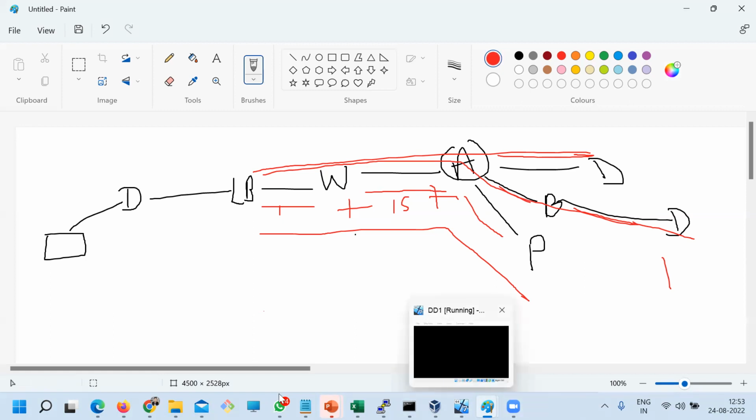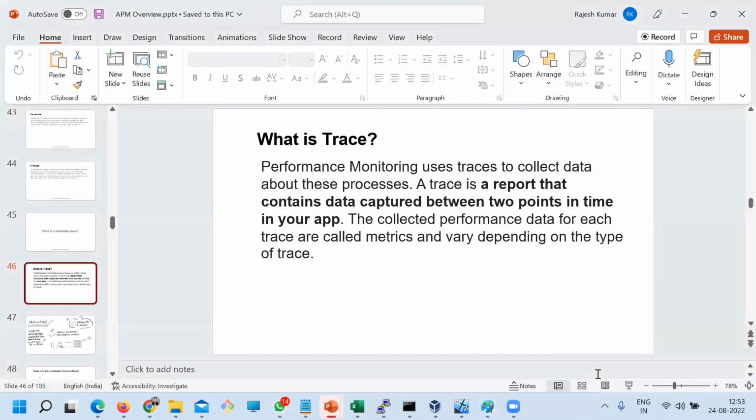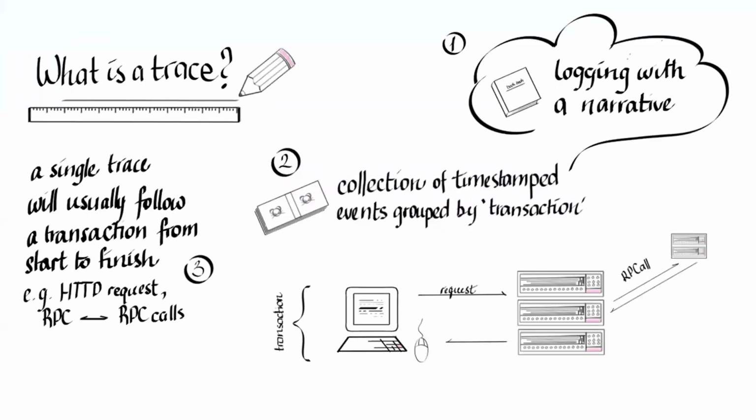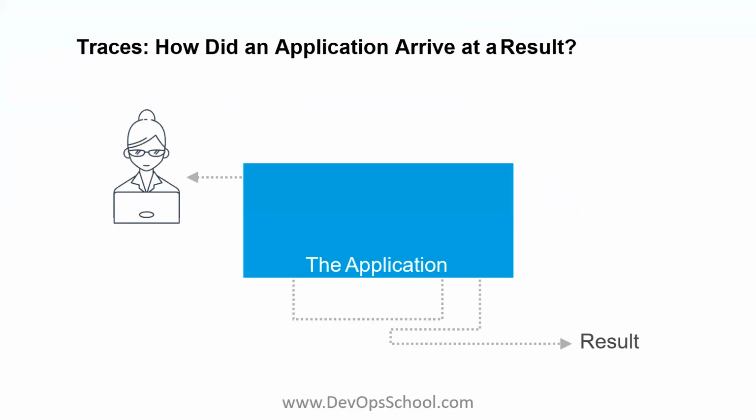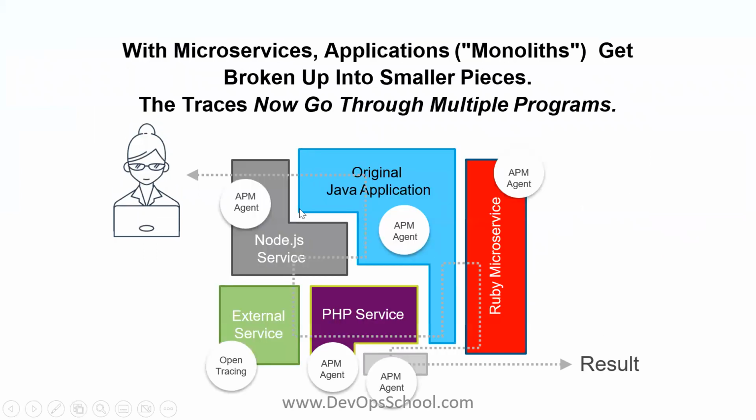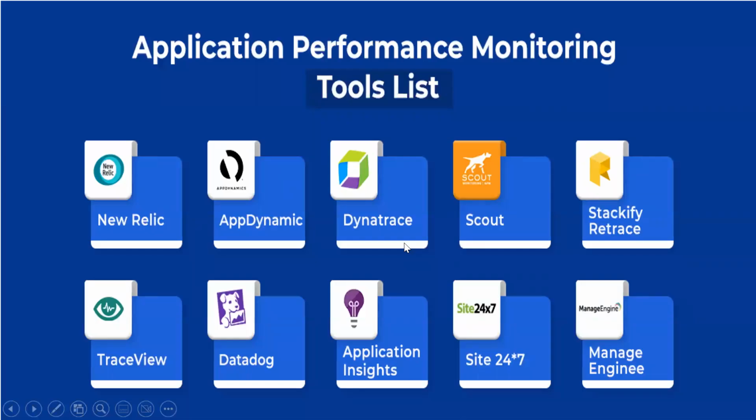Yeah. So that is something trace and transaction. This is the end user and results. Between that, so many node services, Java service, Ruby service, PHP service, external service, and results you got it. This is called whole transaction. In between, this is a trace. So these are the broader list of APM tools, which was a minimum. This is the broader list of it.